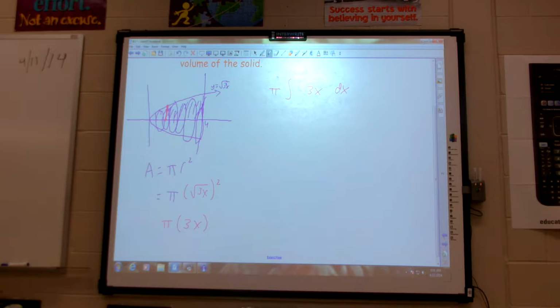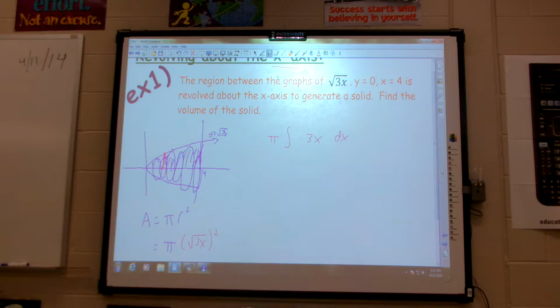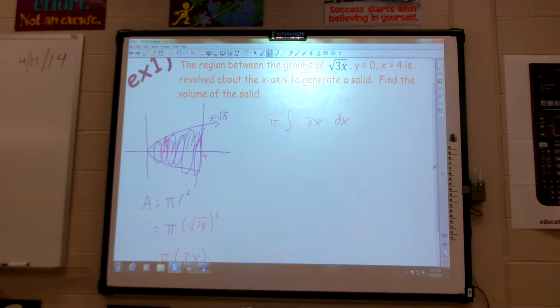Now step 3 says I need to find my limits of integration. Well, here's the thing, guys, be very careful. I revolved about the x-axis, right? Which tells me if I revolve this way, I better be looking at the x-axis. So my limits of integration are 0 to 4. Does everyone see that on the x-axis? It's going to change here in a minute. Not in this problem, but I'm saying if I'm revolving this way, I better be along the x-axis.